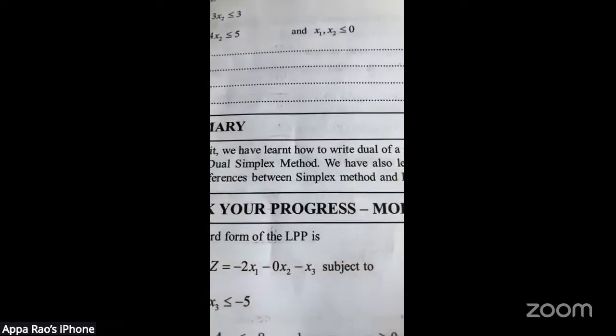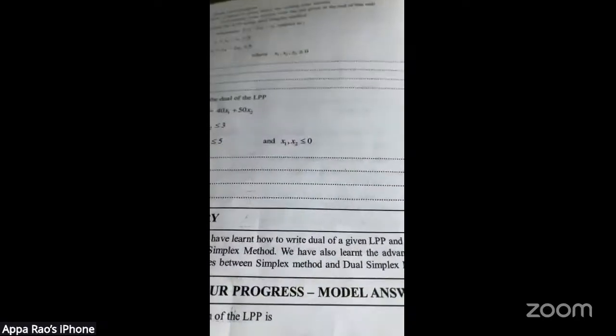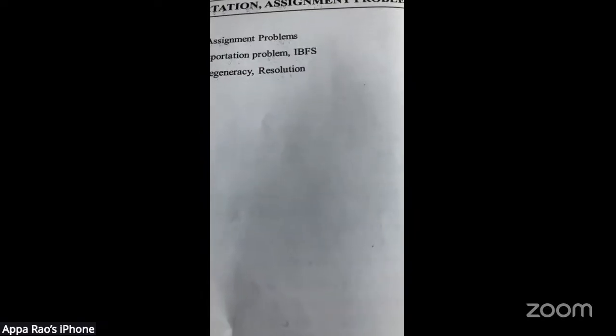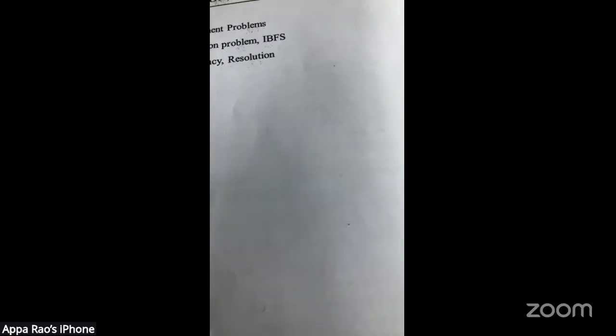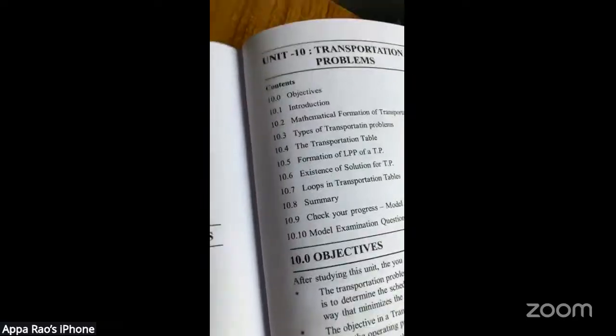Okay, this was completed. This is what we discussed today, the 9th unit. Tomorrow we'll discuss the 10th unit, transportation and assignment problems. This unit is completed, so tomorrow we'll discuss another unit, unit 10.